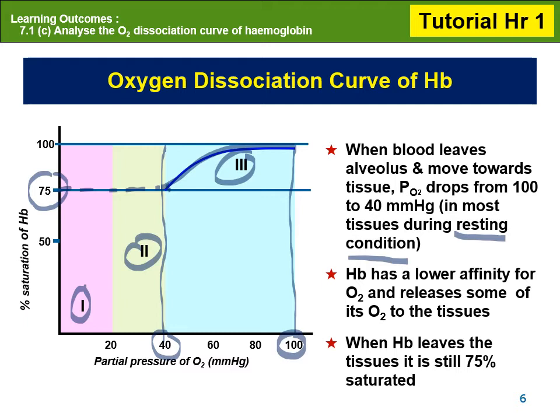Okay, kalau lihat bila blood leaves the alveolus, the partial pressure of oxygen from 100 bergerak kepada 40, dia turun, tekanan dia turun kepada 40 mmHg. Okay, but the percentage saturation of hemoglobin with the oxygen masih tinggi, 75%. Okay, 75% lagi ada oksigen dan reserve.